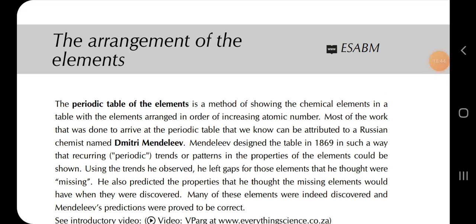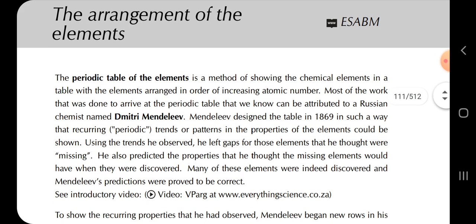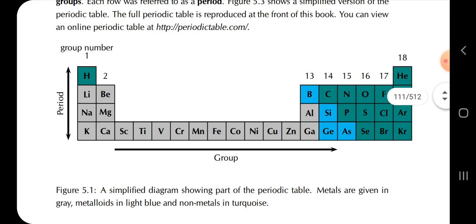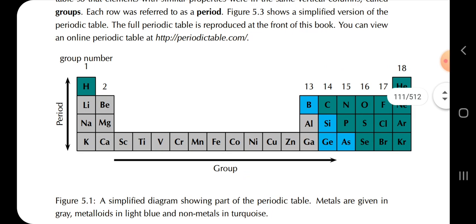Before we do chemical naming, I think I should do it in the next video, because before we move on to that one, you need to know the periodic table first, how to use your periodic table before we can move to that part. So let's look at this. This is your periodic table.